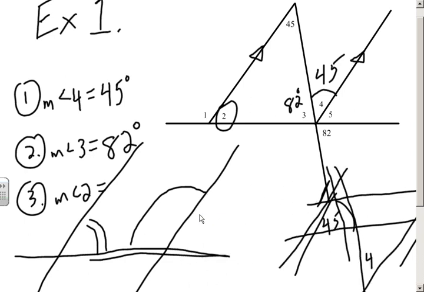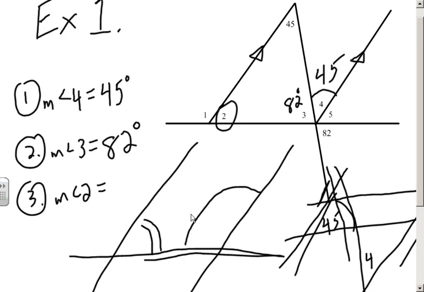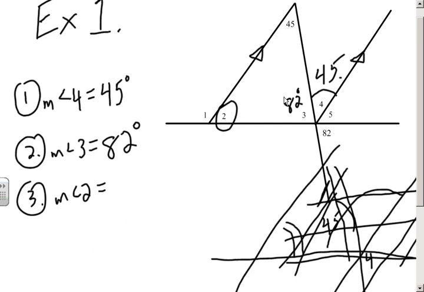Let's see what kind of special angle pair we have there. These two angles are same side interiors, so this big angle and angle 2 are supplementary, meaning that 45 plus 82, which is 127, plus angle 2 should equal 180. I'll call it x for this equation. So x equals 53 degrees.